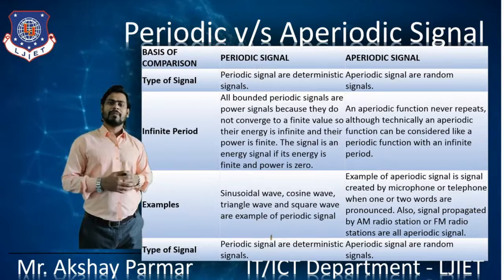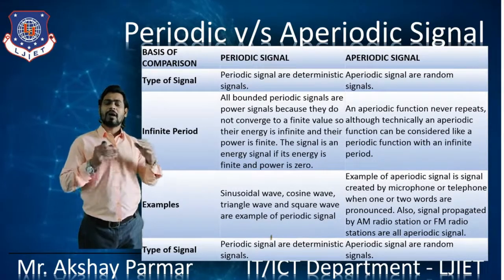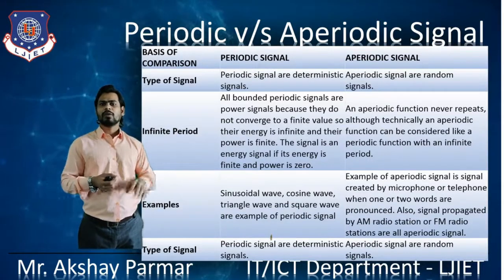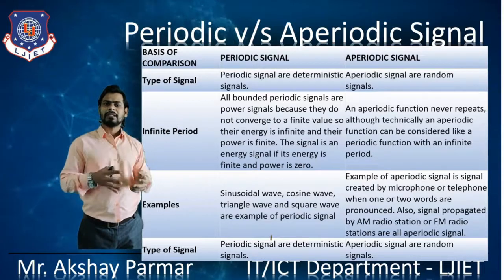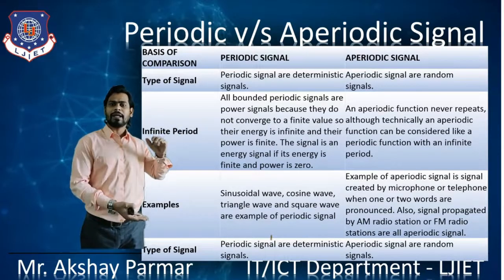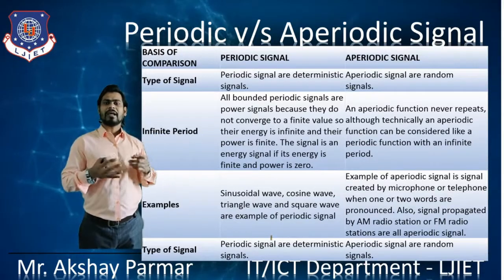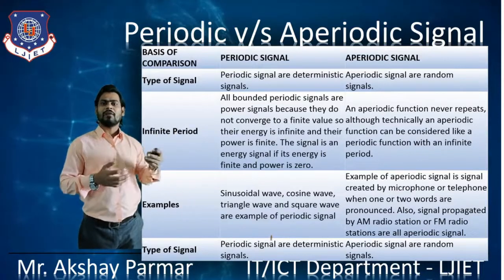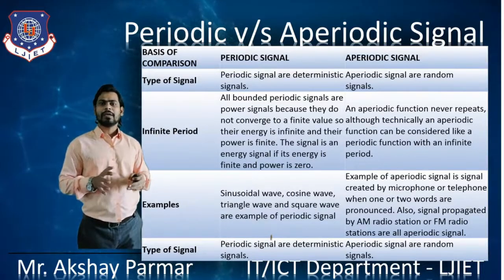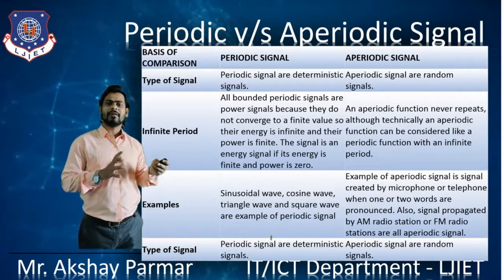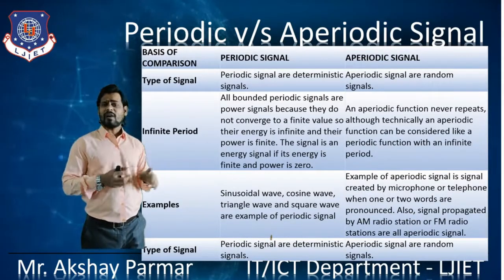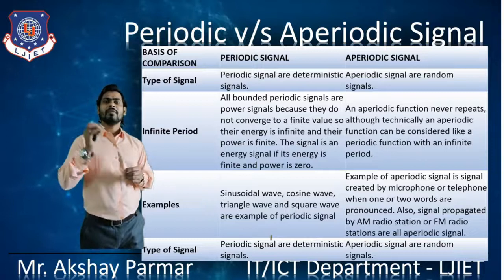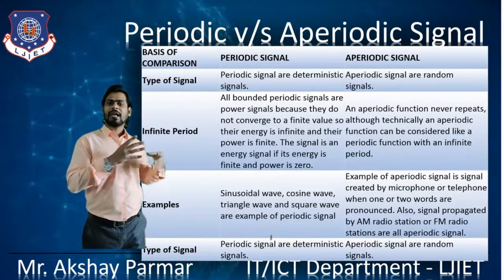Let's talk about the infinite period. All bounded periodic functions are power signals, because they do not converge to an infinite value, so their energy is infinite and their power is finite. A signal is an energy signal if the energy is finite and power is zero, whereas aperiodic functions never repeat. Although technically an aperiodic function can be considered like a periodic function with an infinite period.